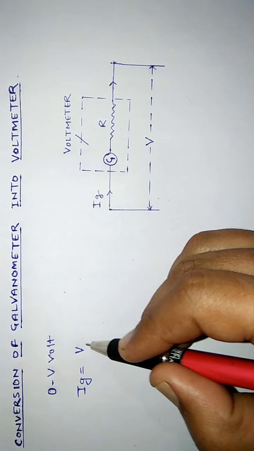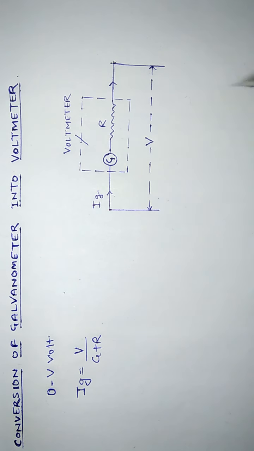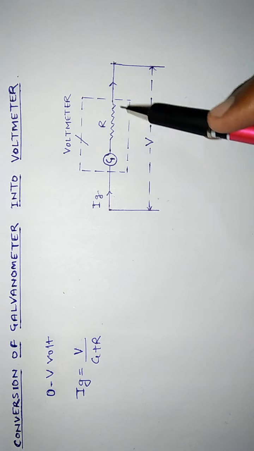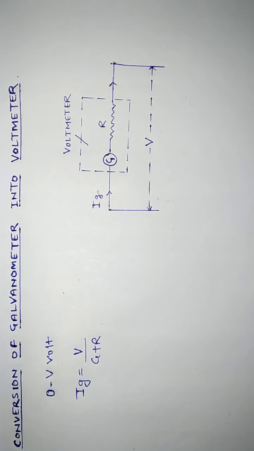Ig is equal to V upon G plus R, because these two resistances are connected in series, so the resultant will be G plus R. The potential difference is V, so Ig is equal to V upon G plus R.